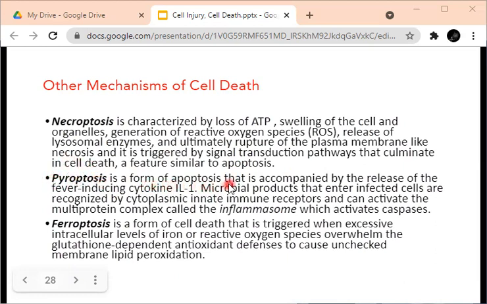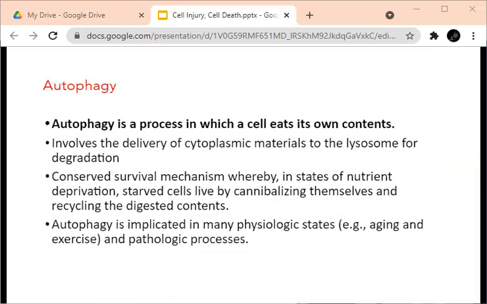So it is a form of apoptosis that is accompanied by the release of the fever-inducing cytokine IL-1. Okay, remember that one. While ferroptosis, this is a form of cell death from the word ferro, iron, due to excessive intracellular levels of iron or reactive oxygen species that overwhelm the glutathione-dependent antioxidant defenses and cause unchecked membrane lipid peroxidation.